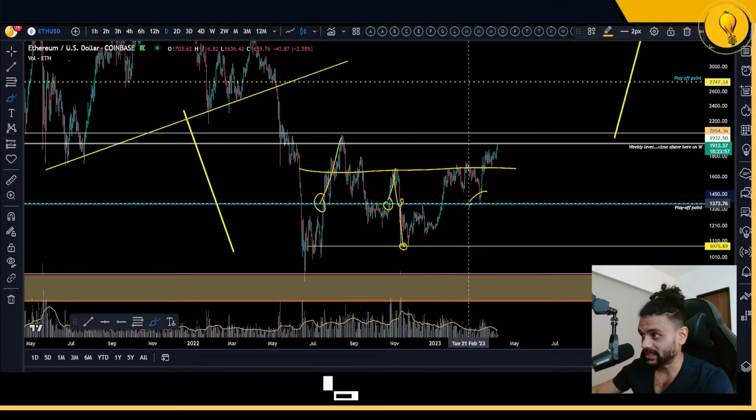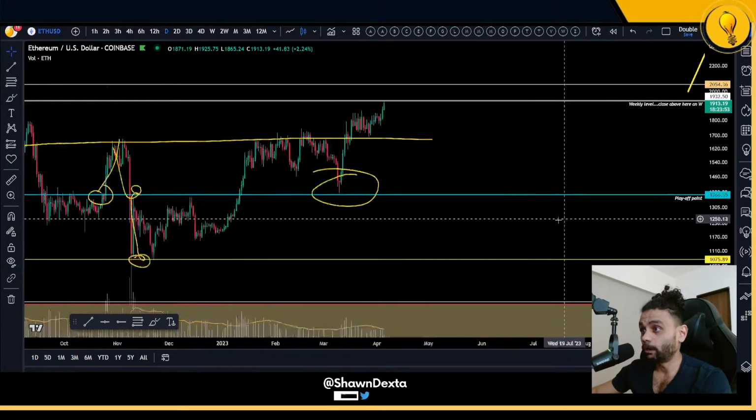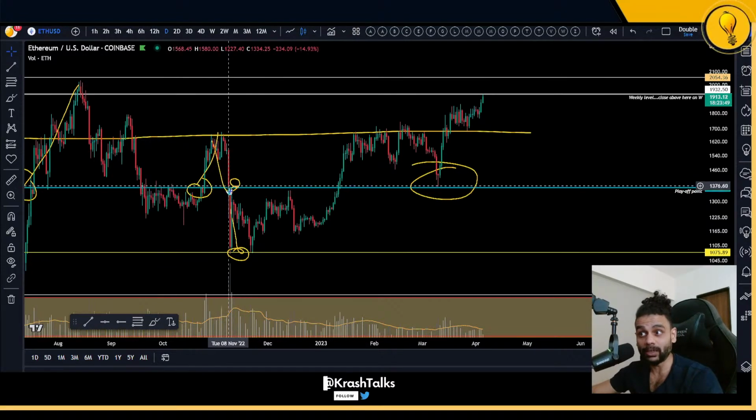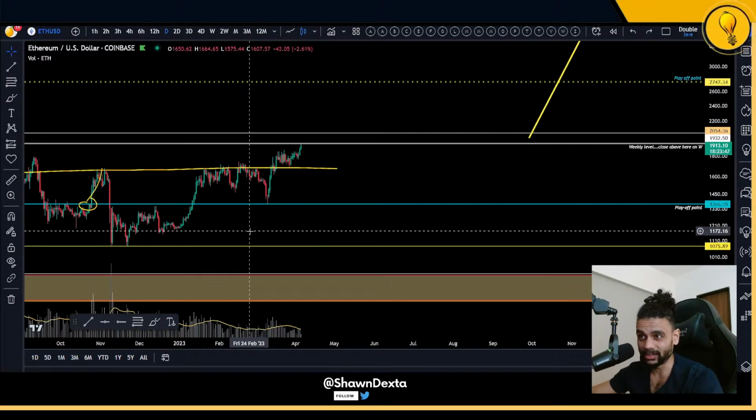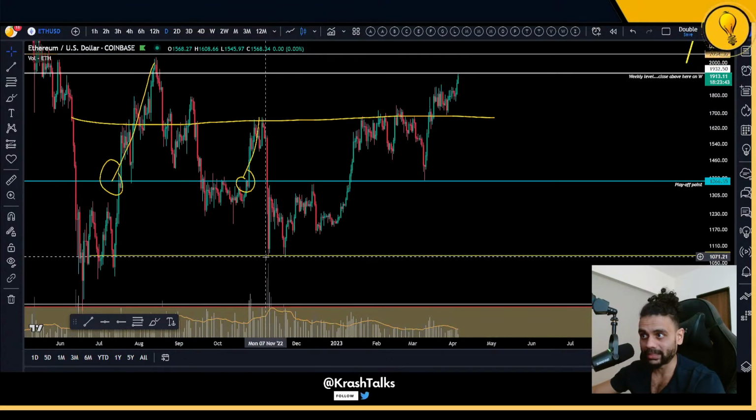Even over here, you can see it. If you zoom in, you can see how perfectly it bounced off the playoff point. So even though it didn't respect it perfectly on this level, in fact, it did actually. Let me just go ahead. Yeah, you can see that we broke right over here and we came all the way back down here, right?